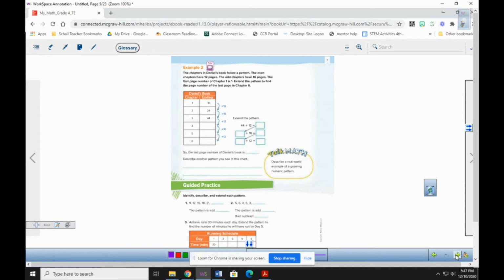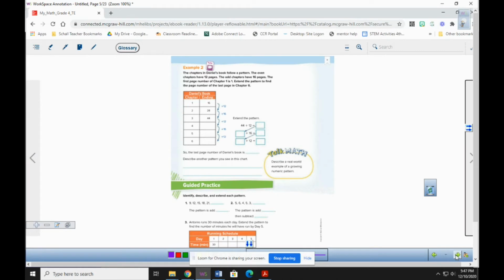Example 2. The chapters in Daniel's book follow a pattern. The even chapters have 12 pages. The odd chapters have 16 pages. The first page number in chapter 1 is 1. Extend the pattern to find the page number of the last page in chapter 6.